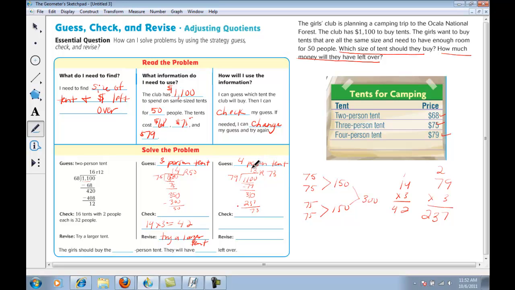But let's see if 13 4-person tents is going to be enough. So we need to check that. We need to do 13 times 4. So let's do our work here. 4 times 1 is 4, plus 1 is 5. 52, that is enough people, and there is no need to revise. So I can see that the girls should buy the 4-person tent, and they're going to have $73 left over.